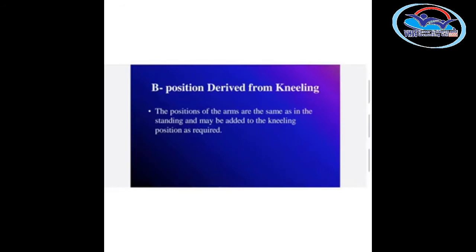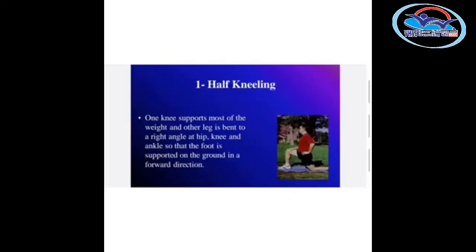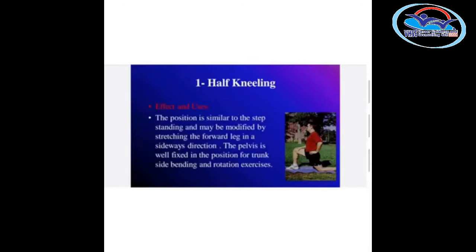Now we will discuss the derived positions from kneeling. The position of the arms is the same as in standing, and we add to the kneeling position as required. Half kneeling: one knee supports most of the weight and the other leg is bent to a right angle at hip, knee and ankle, so that the foot is supported on the ground in a forward direction. This position is similar to step standing and may be modified by stretching the forward leg in a sideways direction. The pelvis is well fixed.